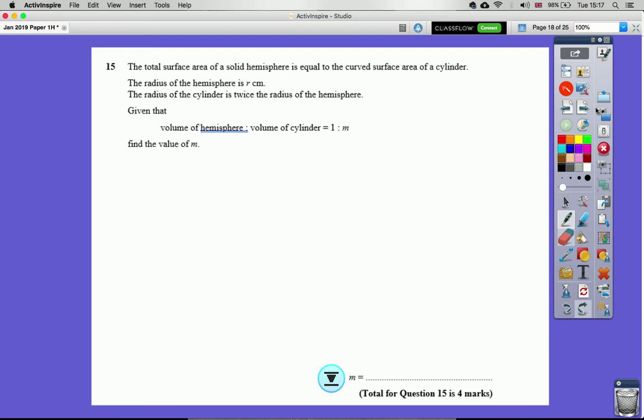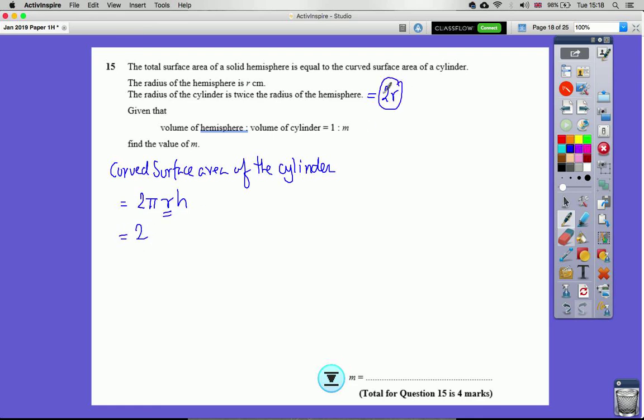So the total surface area of a solid hemisphere is equal to the curved surface area of a cylinder. The radius of the hemisphere is r centimeter. The radius of the cylinder is twice the radius of the hemisphere. So if this is r, the radius of the hemisphere, the radius of the cylinder is going to be 2r. So we look at the curved surface area of the cylinder, which is equal to 2 pi r h. Because the radius is 2r, I'm going to use 2 pi times 2r times h, which is 4 pi r h.